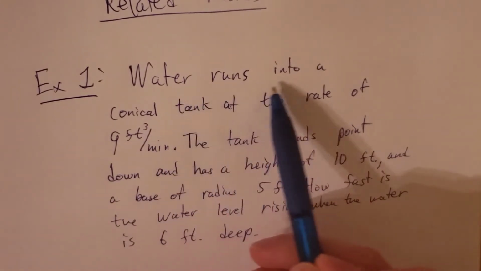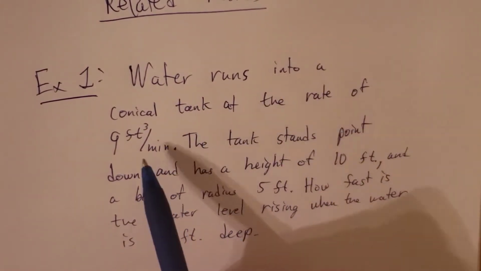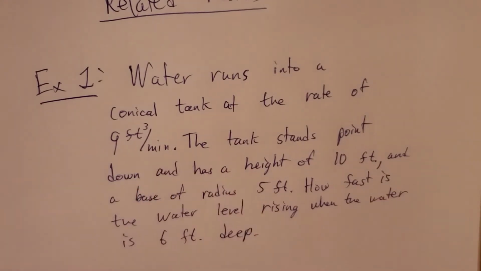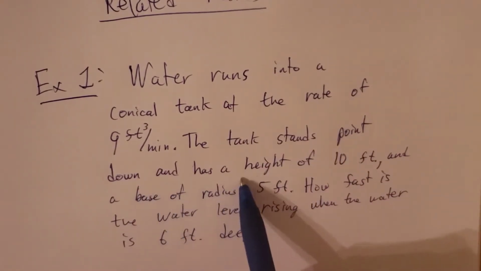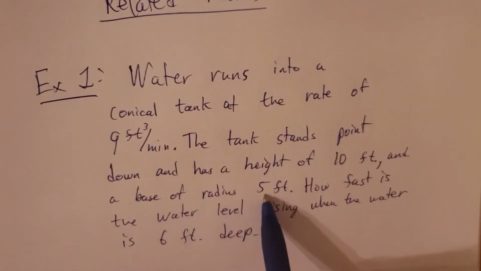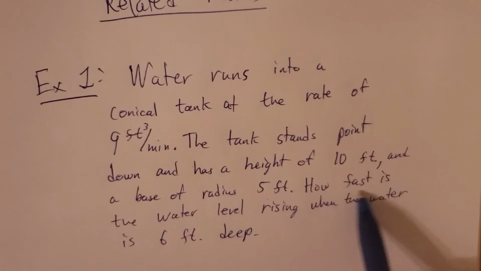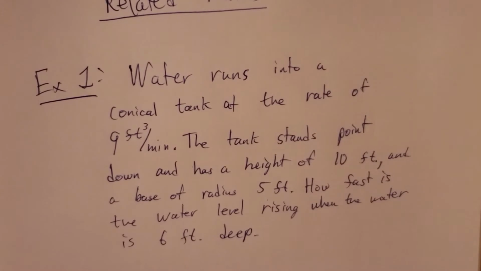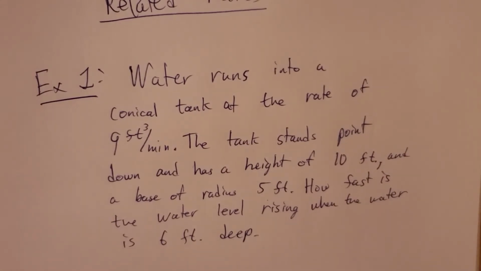So here in this example, water runs into a conical tank at the rate of 9 cubic feet per minute. This tank stands point down and has a height of 10 feet and a base of radius 5 feet. How fast is the water level rising when the water is 6 feet deep? Originally, this seems like a complicated problem, but let's write out our variables and draw the picture of what's going on, and that will help reduce what is happening quite a bit. I do suggest that you copy down this question now and pause the video to do that, and then carry on once you've got the problem copied down.